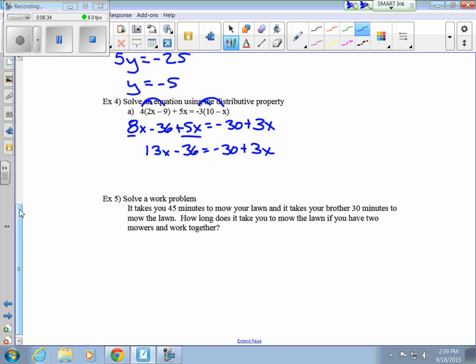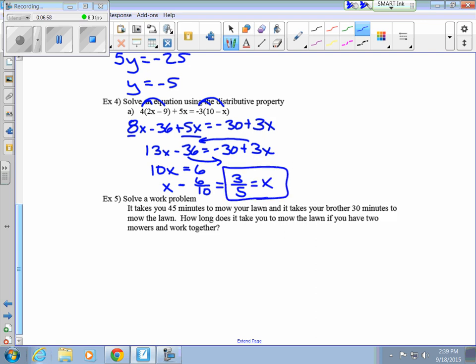And we're going to put our variables on the same side. I'm going to move my 3x over. So that's going to be subtracted. So that's going to give us 10x. And I'm going to move my negative 36 to the other side. So that'll add 36. So that's going to give us 6. So x is going to equal 6/10, which reduces to 3/5.